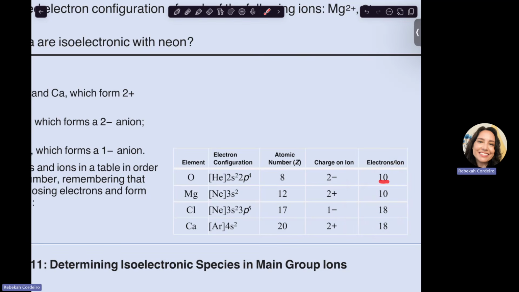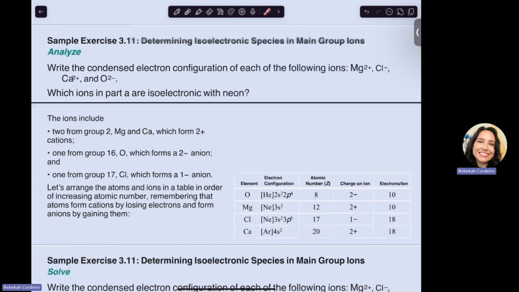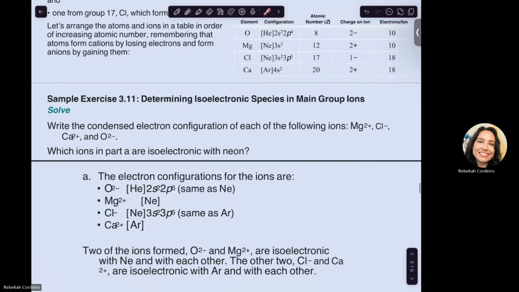So if we look at the number of electrons normally for oxygen, it's 8, but now it's 10. This was neon. This one is neon. 18 is argon and argon. So oxygen with a 2 minus is isoelectronic with magnesium with a 2 plus. Both look like neon. Chlorine with a 1 minus and calcium with a 2 plus both look like argon, which is number 18. So we can quickly just look at number of electrons, or you can look at electron configurations.